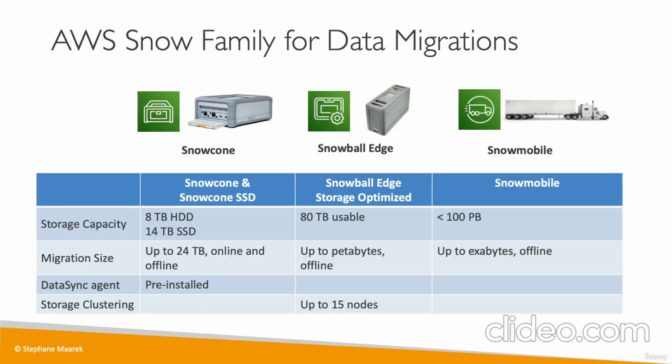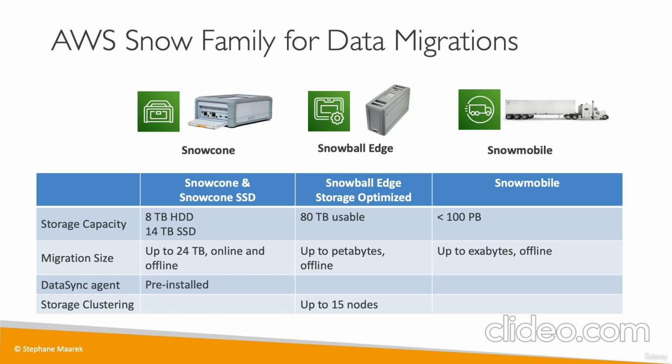So as a summary, for data migration, we have 3 options. We have Snowcone, Snowball Edge, Snowmobile, and each come with different storage capacity, so 8 terabytes, 80 terabytes, and 100 petabytes. The migration size that's recommended by AWS is a Snowcone is up to 24 terabytes. For Snowball Edge, it's up to petabytes, and it's offline because you have to send it back to AWS. And for Snowmobile, the use case is up to exabytes of data.